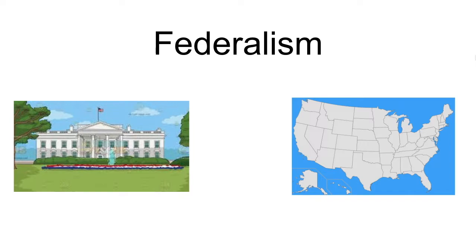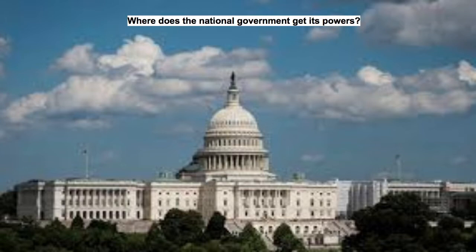The maze of national and state regulations result from federalism, the decision made by the founders to split power between state and national governments. So where does the national government get its power? Well, as we discussed in class earlier in the year, Article 1, Section 8 of the United States Constitution.